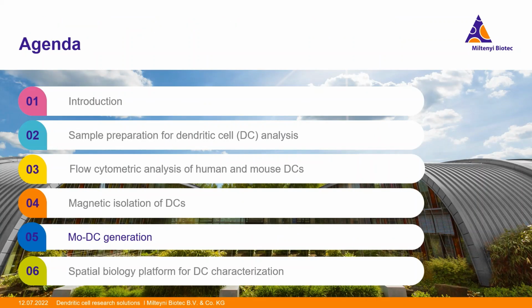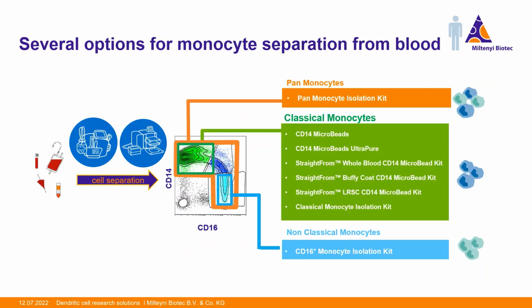Now, let's talk about moDC generation. As the name says, monocyte-derived DCs: the generation of monocyte-derived DCs begins with the isolation of monocytes. The solutions presented here are developed to facilitate the isolation of total, also called pan-monocytes, so CD14 positive classical monocytes and CD16 positive, CD14 negative non-classical monocytes. However, for moDC generation, researchers use either CD14 classical monocytes or pan monocyte isolation. The CD14 MicroBeads are the most commonly mentioned and cited solution for the generation of moDCs.